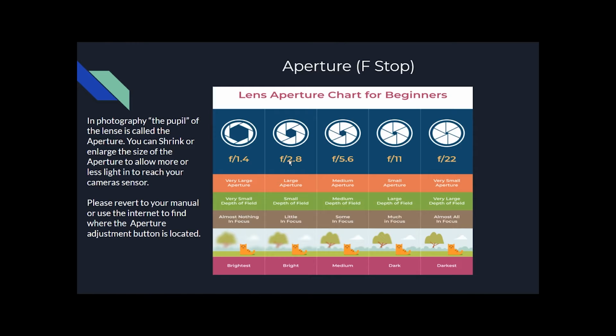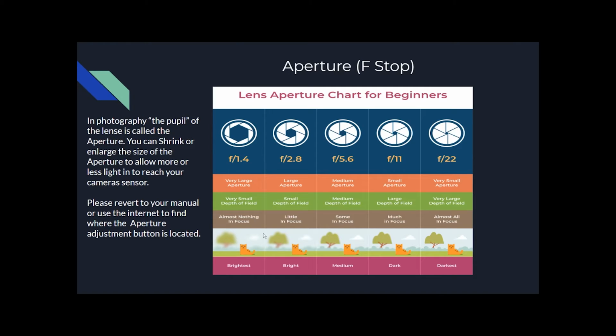Then you have your 5.6. As you can see, the more you go up, the more closed it's getting, so it's letting less daylight in. Then f11 and f22, which is closed nearly completely. And where this would be useful for you to look at: let's say this is your image that you want to take a photo of. When you have an aperture that's very wide open, it's letting in lots of light, and your subject is really in focus, but the background is blurred. This is what we call a very shallow depth of field. It means that your subject is in focus and the background is blurred.